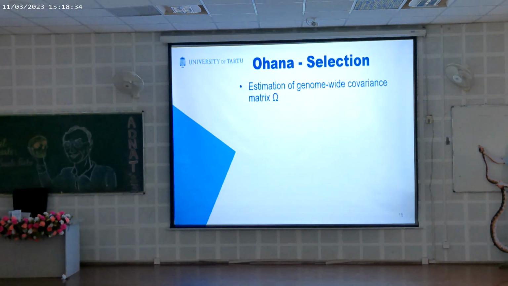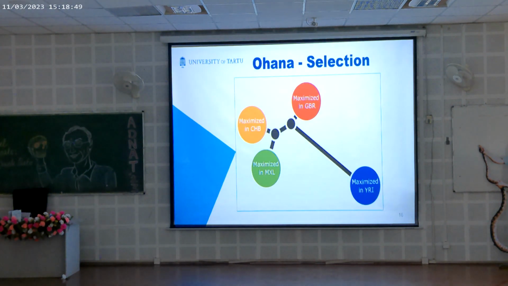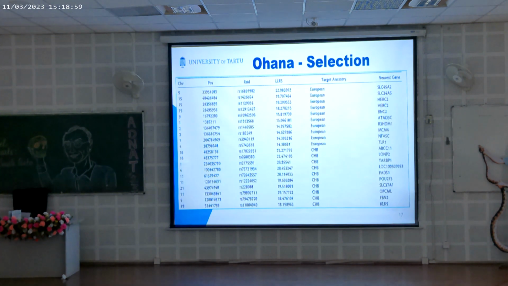So the selection, Ohana does that by taking your genome-wide covariance matrix, and then you just use that and try to find, in each of these components, what kind of allele frequencies deviate from your average. And in the paper, and this is why you use the GDR and not the CEU, they used this frog population.